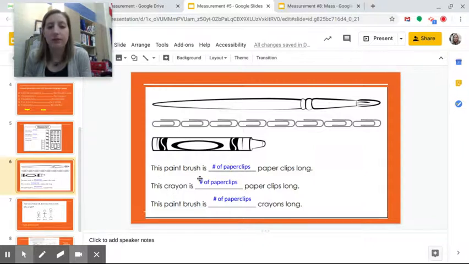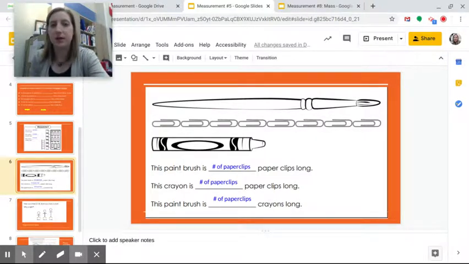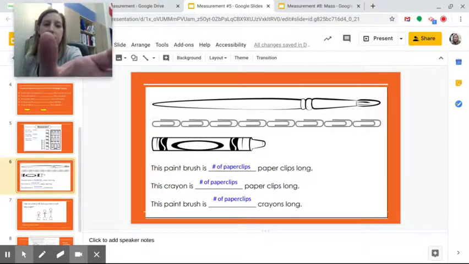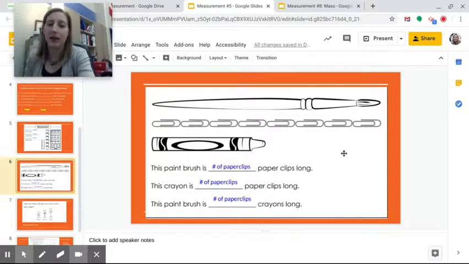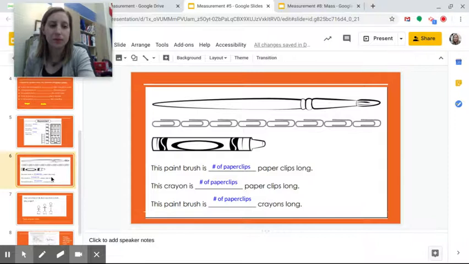The crayon is blank paper clips long, and this paintbrush is blank crayons long, because what they decided to do in that one is they decided to change the unit of measurement on the paintbrush from the paper clips to the crayons. So you'll have to use maybe your fingers on your screen. Take your fingers and move it over to see how many crayons long that paintbrush would be.